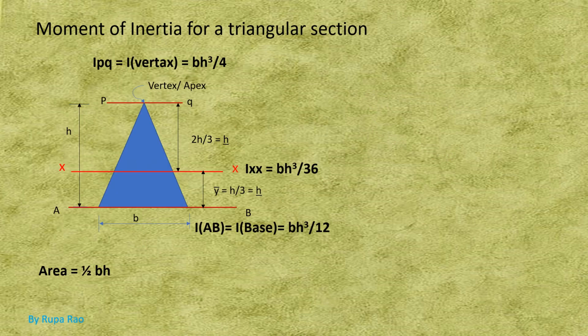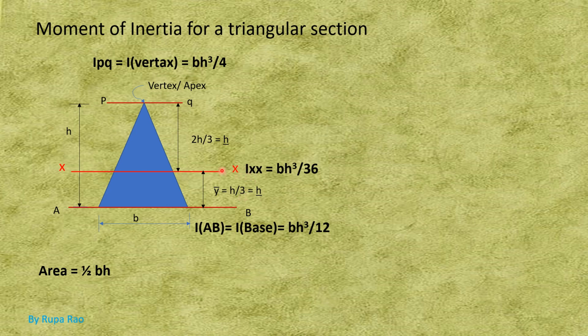Let us come to the next figure, moment of inertia for a triangular section. Now this is the triangle, the base is the width small b, and h is the height of the triangle. Then this centroidal horizontal axis will be at a distance of h by 3. So this y bar is at a distance of h by 3.